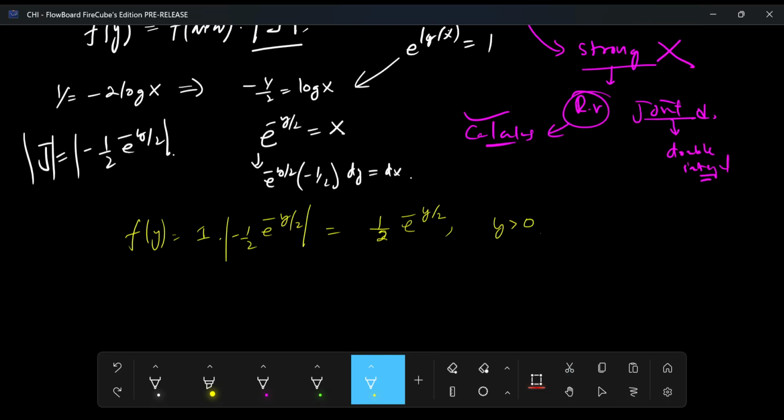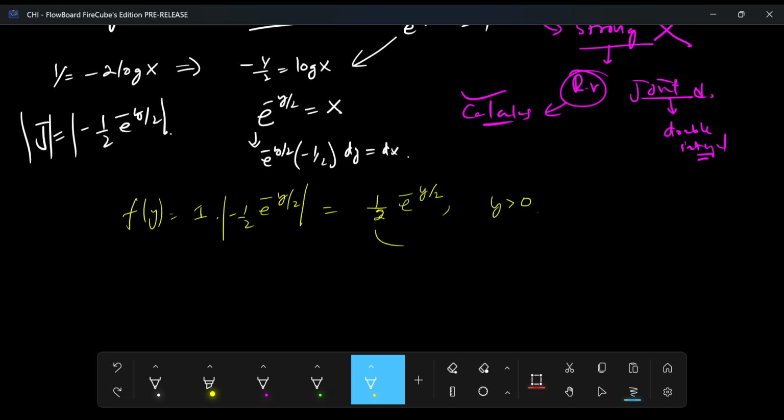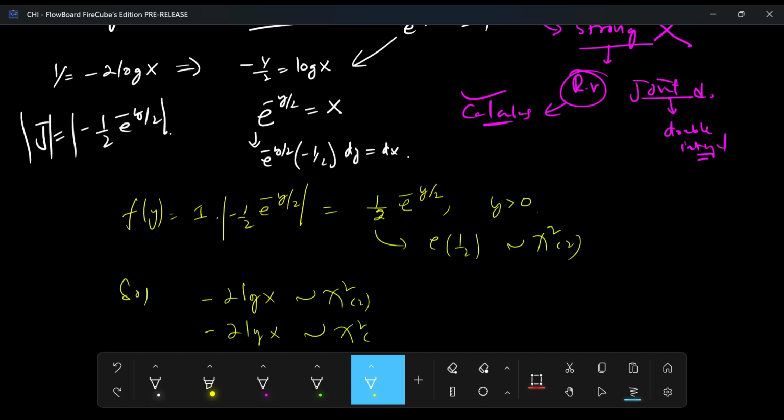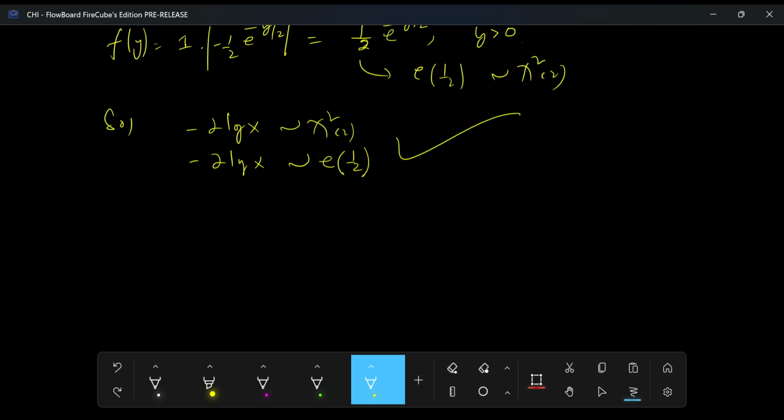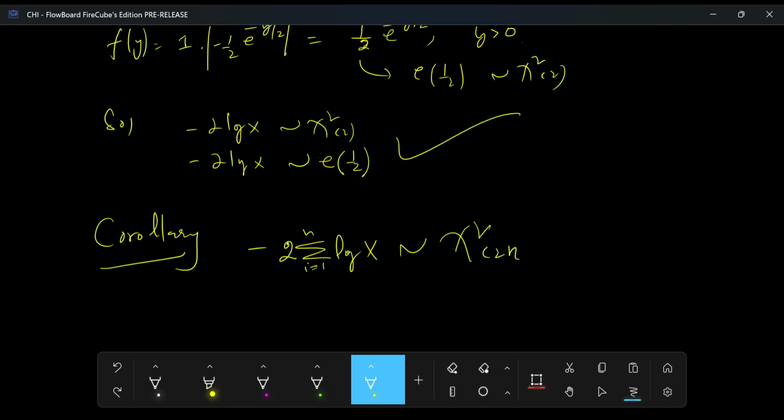So this is the PDF of, किसका PDF है ये, exponential 1 by 2 which is chi square 2. So minus 2 log x will follow chi square 2, sorry, exponential 2, exponential 1 by 2. Now इसका corollary, that is minus 2 summation i is equal to 1 to n log x will follow chi square 2n.